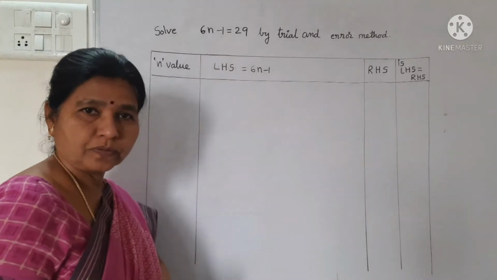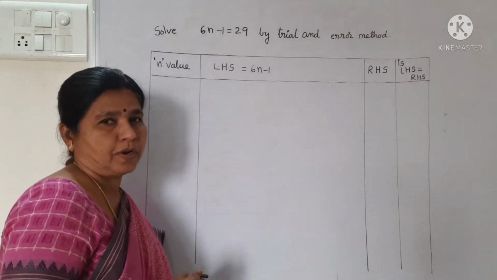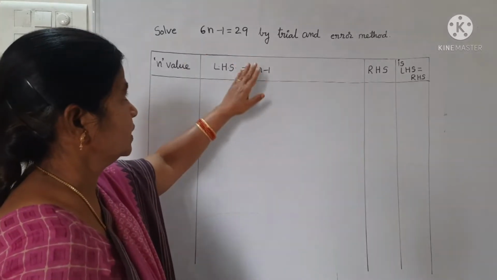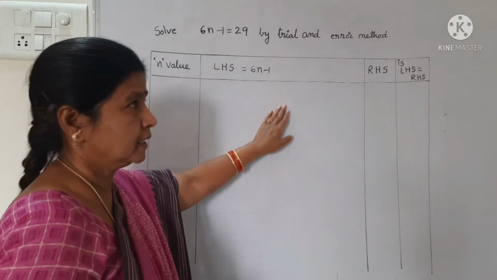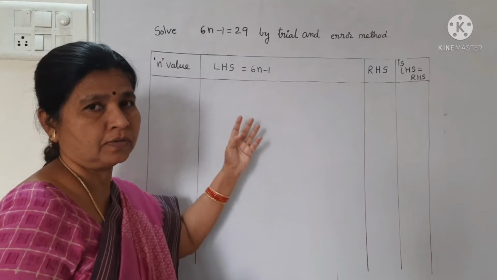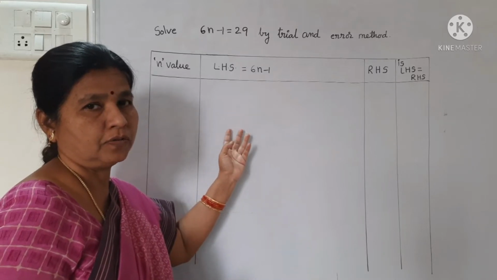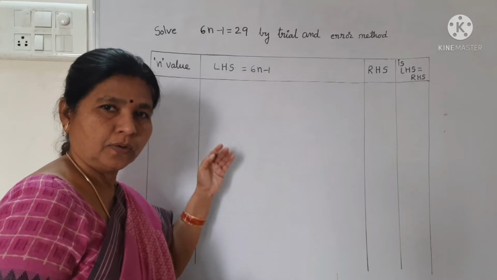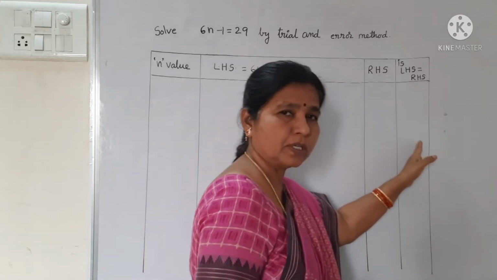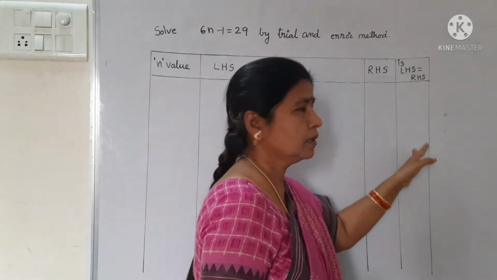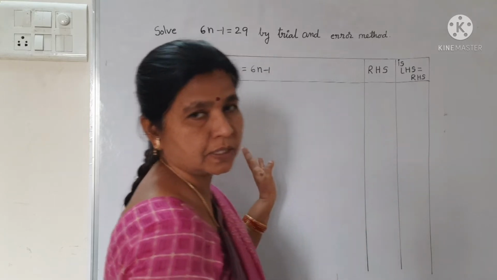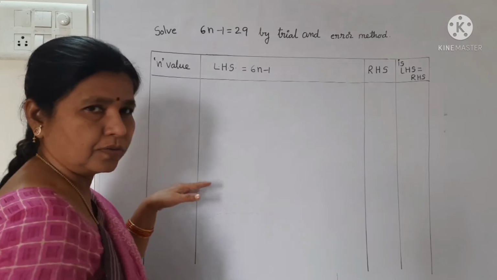Here n we don't know. So we have to take the values from 0, 1 like that. We have to take whole numbers and check whether this is true or not. First we solve the equation for 0, after that 1, after that 2, like that. We go on substituting the values and check whether LHS is equal to RHS or not. If we get LHS equal to RHS, then it is a true statement, and that becomes the root of the equation.